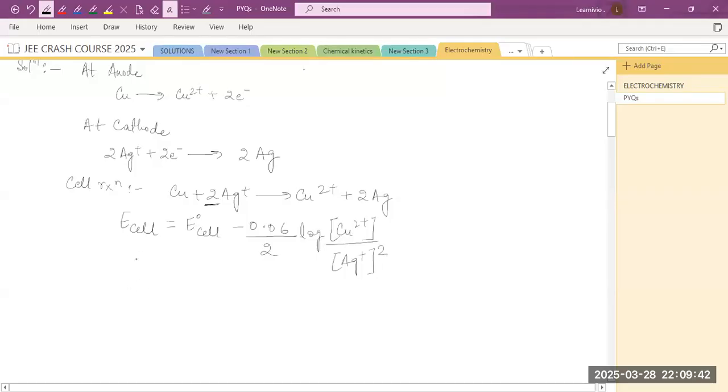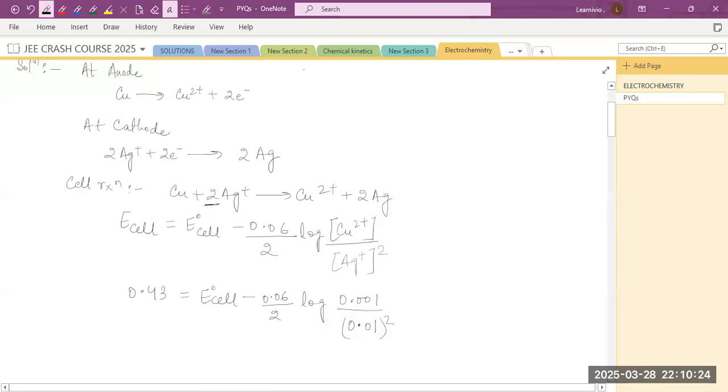Now substitute the value of E cell. What's the value of E cell which is given in the question? It is 0.43. Substitute this value: 0.43 equals E naught cell minus 0.06 upon 2 log. The concentrations of copper and Ag are given, right? The concentration of Cu2 plus is 0.001, and for Ag plus it is 0.01.